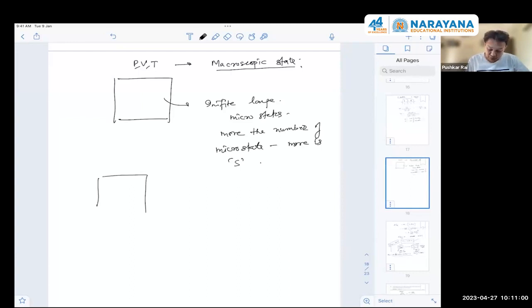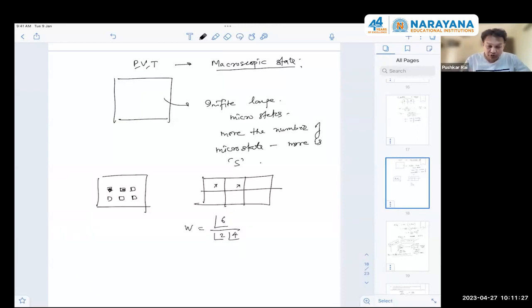Just like in a classroom, if there are 6 seats and 2 students, how many ways can we arrange them? We have factorial 6 over factorial 2, factorial 4. In the classroom you say that only 2 students are there, but there are many ways in which those 2 students can be arranged. If the number of ways is large, then entropy is more. This idea gives you a straight touch why we call entropy a state function.